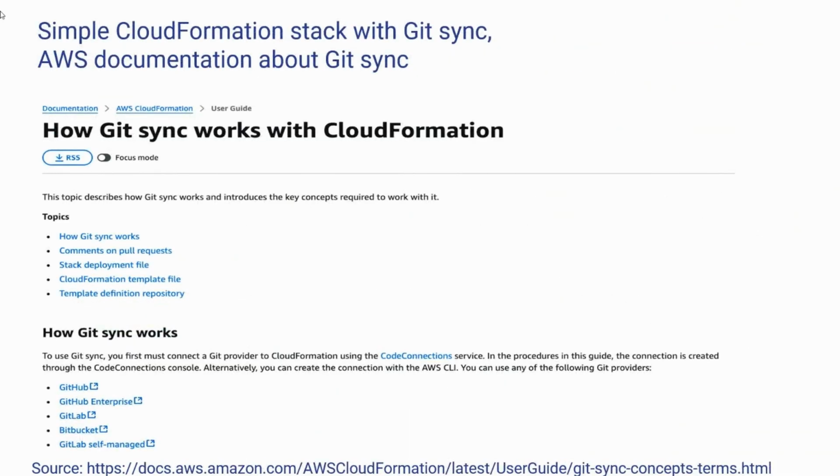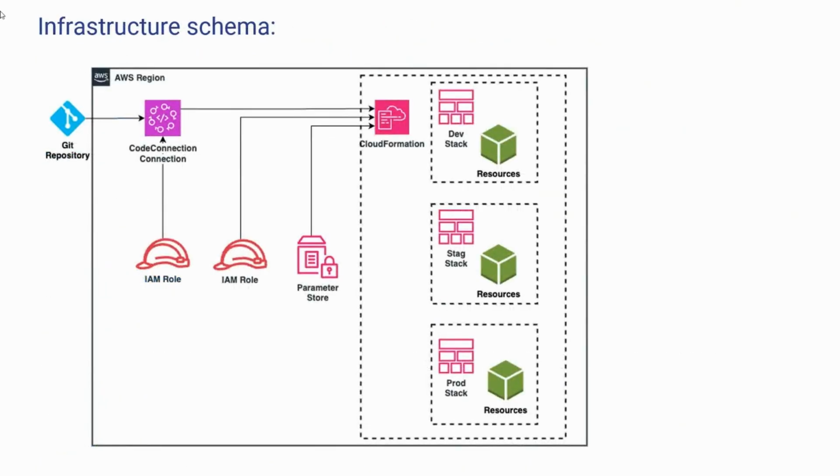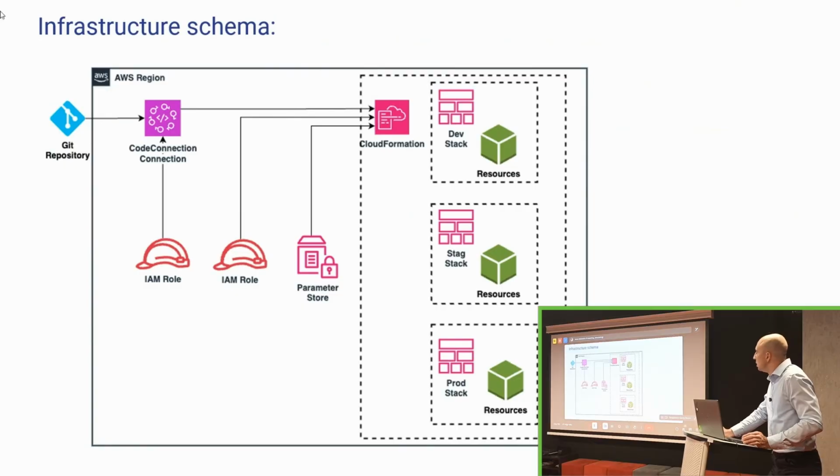And what is Git Sync and how does it work? Here is an example from the AWS documentation, where you can find more information about it. And this is the main idea of how we can promote our changes.